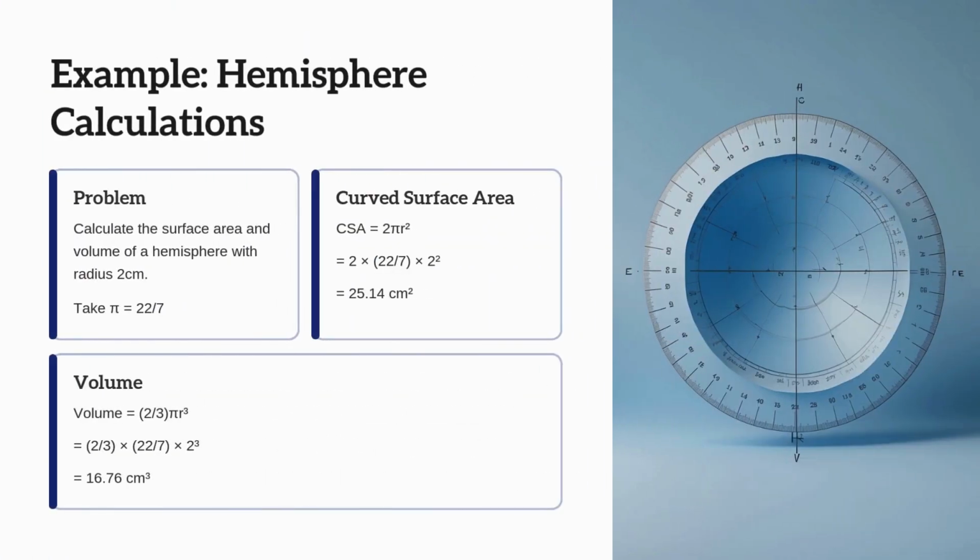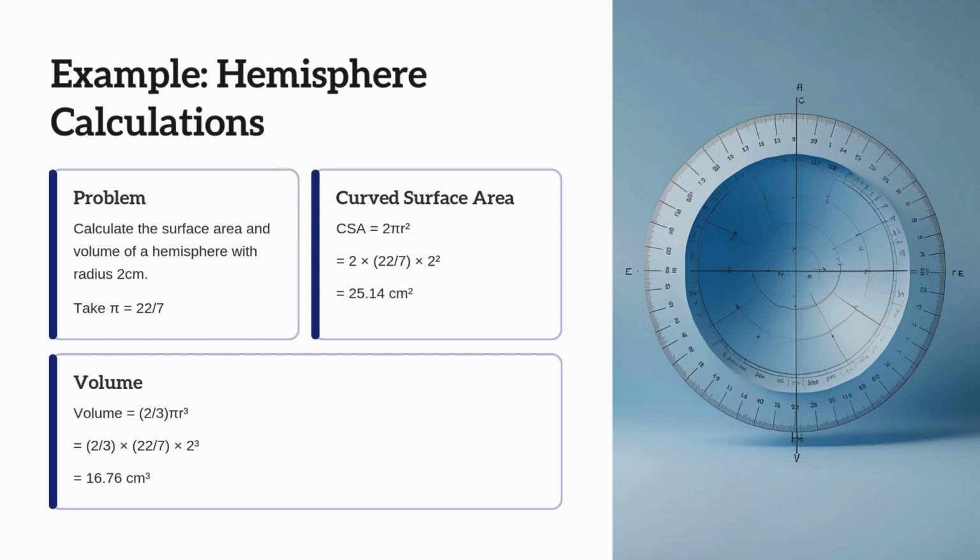Example: hemisphere calculations. Problem: calculate the surface area and volume of a hemisphere with radius equal to 2 centimeters. Take pi equal to 22 over 7. Step 1. Curved surface area, CSA. The formula is curved surface area equals 2 pi r squared. This comes from the fact that a hemisphere's curved surface is half of a full sphere's surface area.